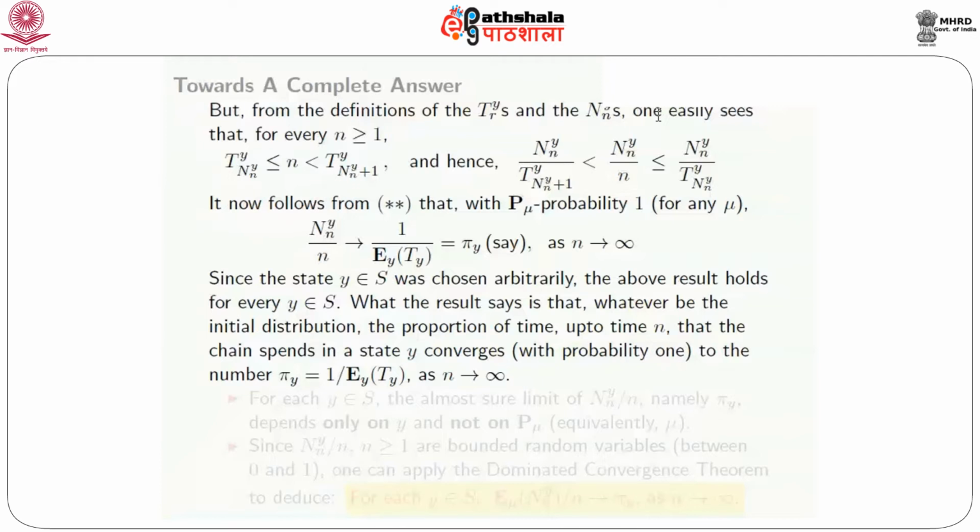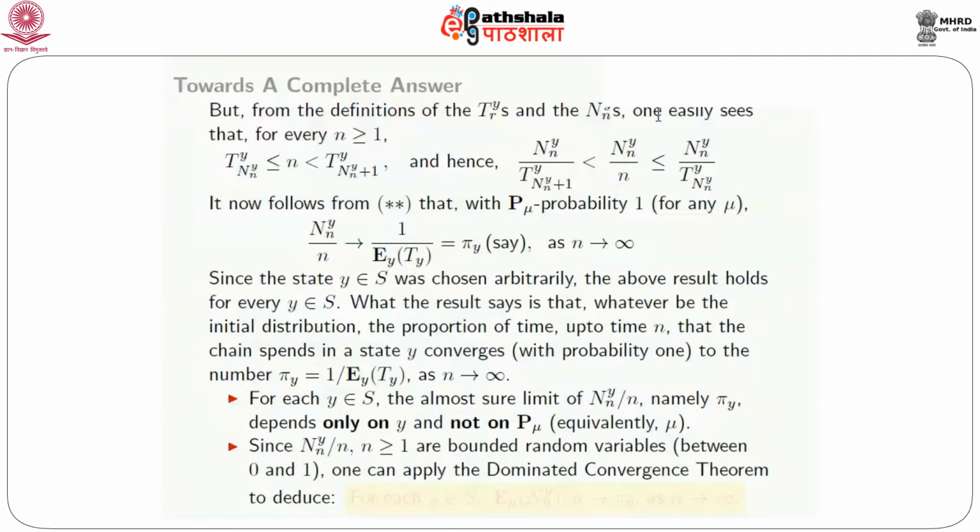Important, for each y in S, the almost sure limit of this proportion N_y over n, namely π_y, depends only on y and not on P_μ, equivalently μ. That is, the initial distribution does not make any difference whatsoever. Of course, N_y over n are random variables, but they are all bounded between 0 and 1, because the proportion of time the chain spends in y up to time n is less than or equal to 1, and of course greater than or equal to 0. So this is a sequence of bounded random variables, bounded between 0 and 1, which converge with probability 1 to something.